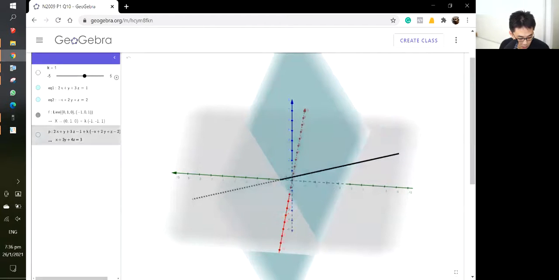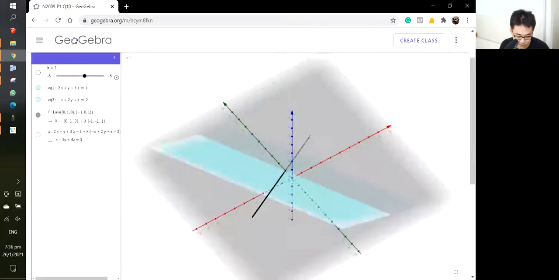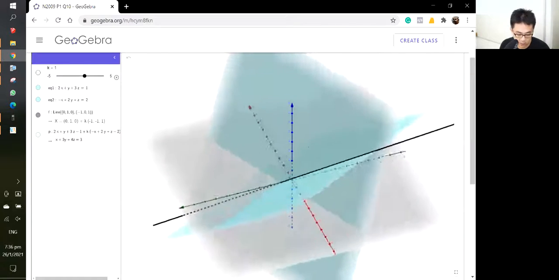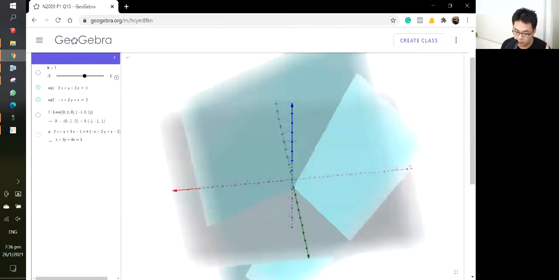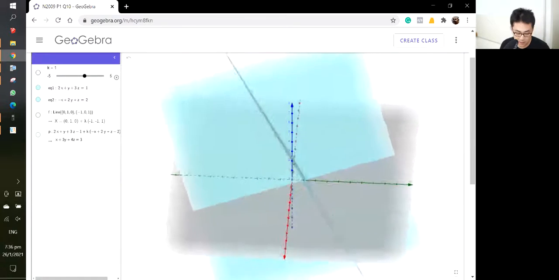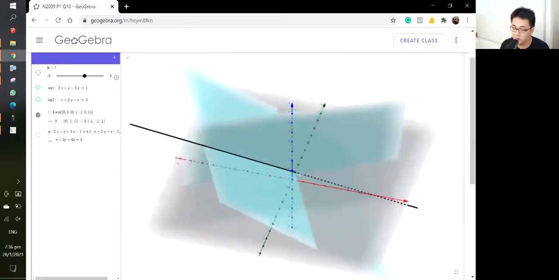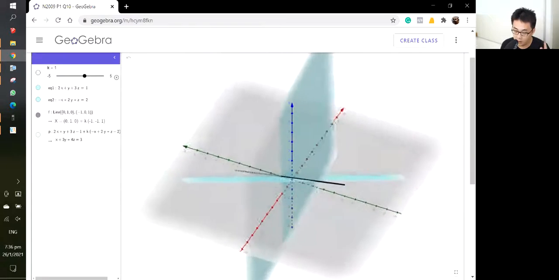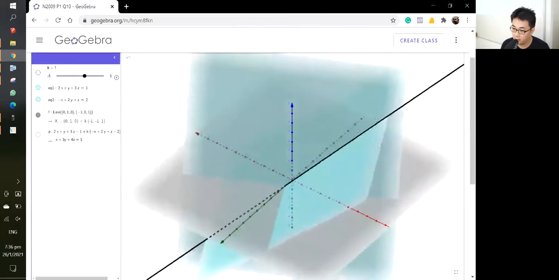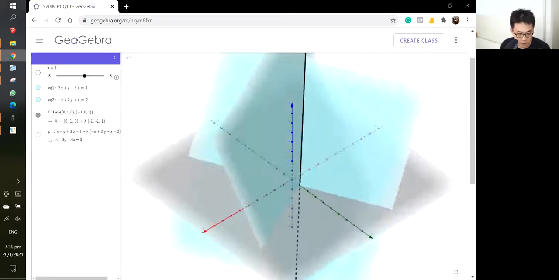Initially, what we have is plane 1 and plane 2 here. We are given the equation of plane 1 and plane 2. Then the next part is they say, okay, find the equation of line. We found this equation of line here, which is where both of them intersect. Get it?